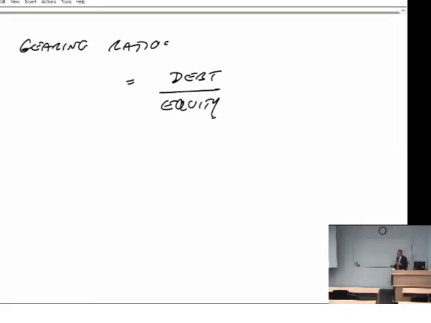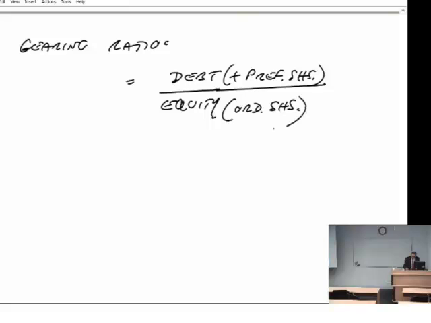I know the formula looks slightly different. Do remember, I did say earlier that as far as financial managers are concerned, preference shares are just like debt because they're paying fixed dividends. It's just like fixed interest. So occasionally he brings in some preference shares. If he does, you treat it as debt. So the ratio of debt borrowing to equity, and equity is always ordinary shares.